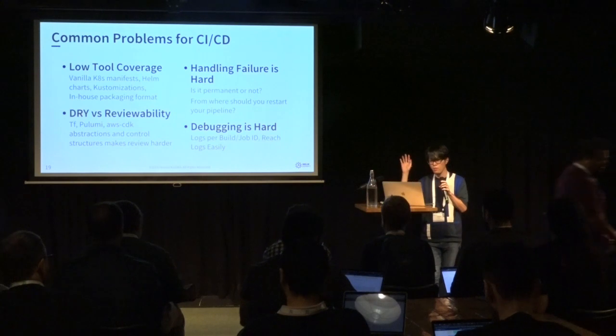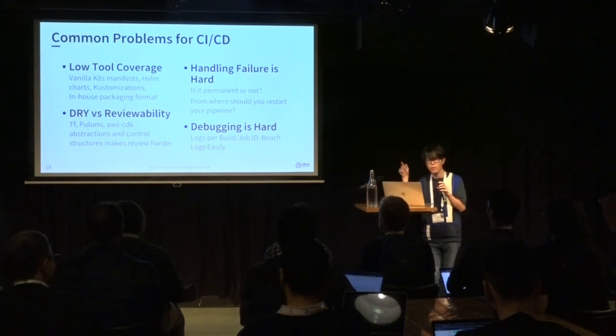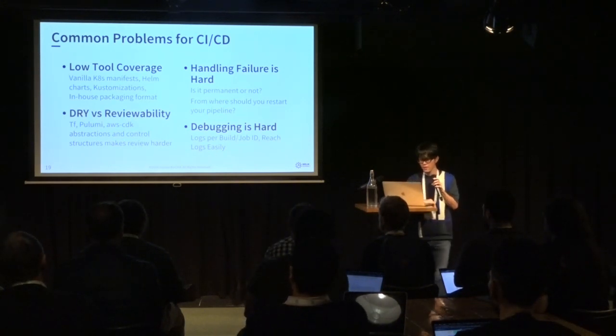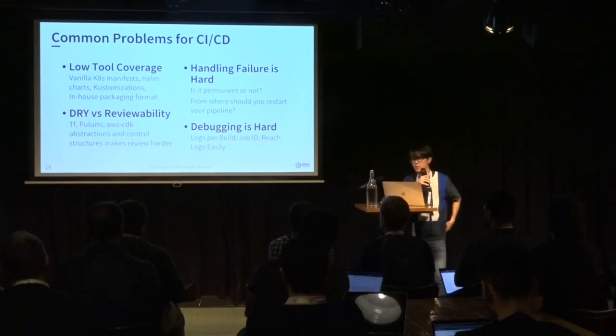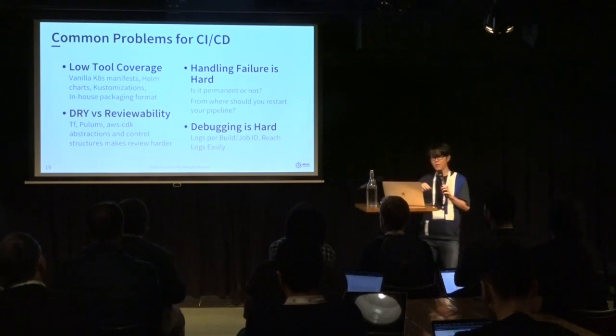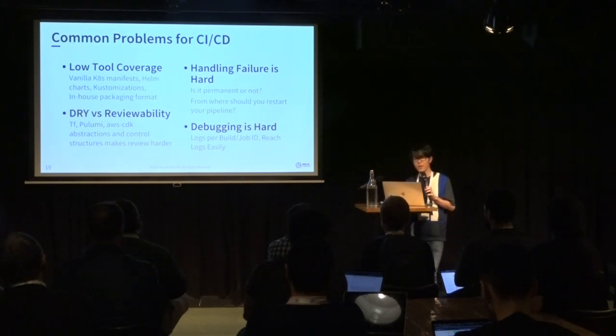Does anyone use Terraform or Pulumi or AWS CDK or any scripts for generating manifests? Okay. Coding your infrastructure makes it very DRY, but it's very hard to see how it affects your cluster. So this is a problem. It becomes hard to handle failure. If you run kubectl, Helm or Kustomize at the very end of your deployment pipeline, you are not sure where to restart your pipeline on failure. And the debugging is often hard.